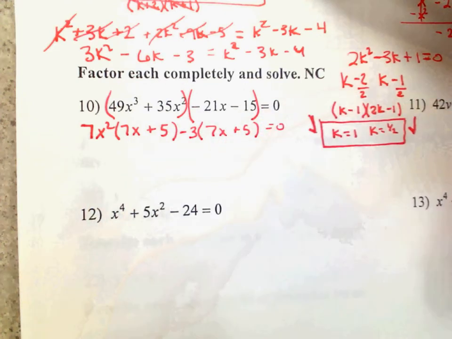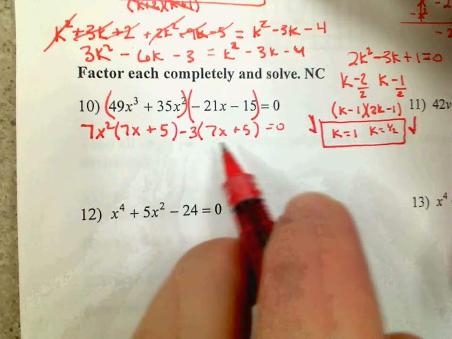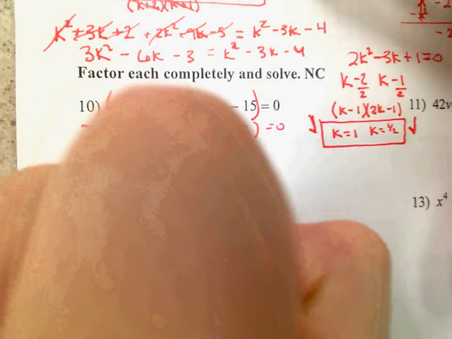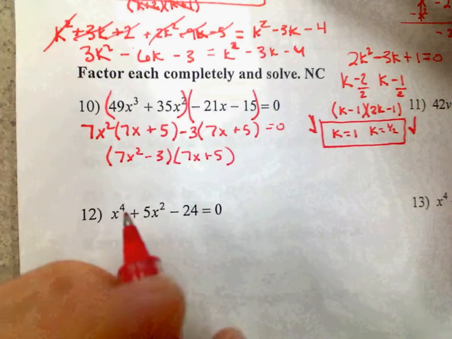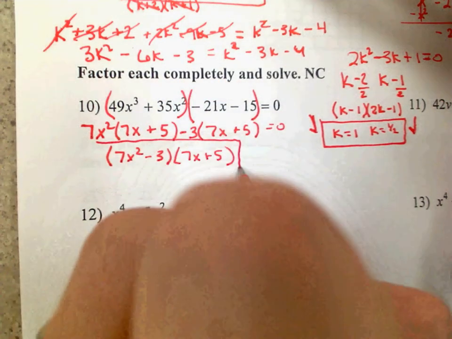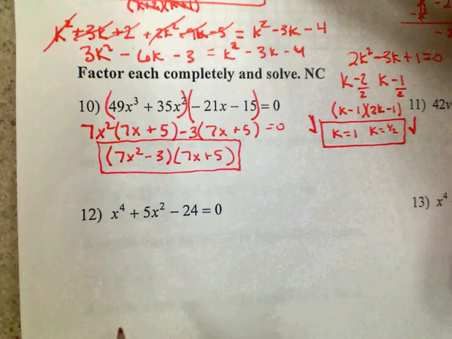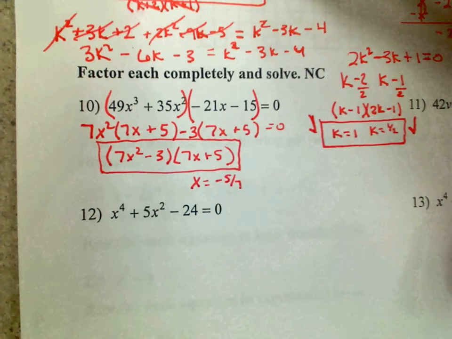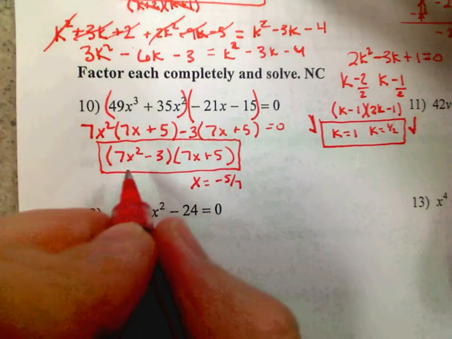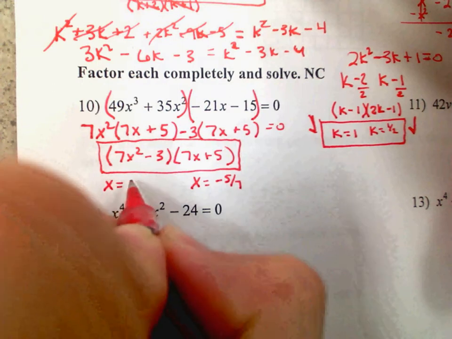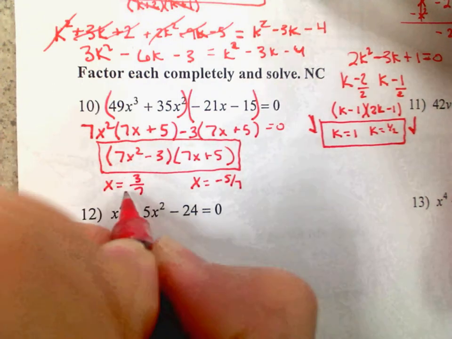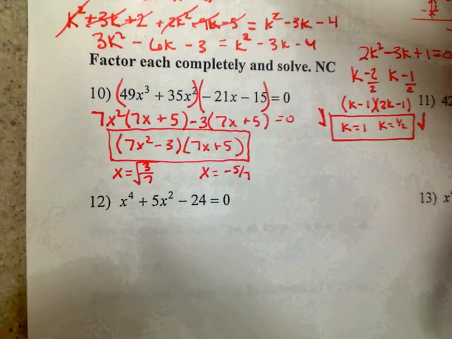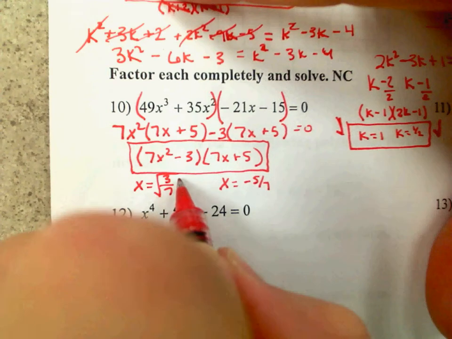So we've got 7x squared minus 3 equals 7x plus 5. And it does say to solve, so if you get the solution to the right one here, that would be negative 5/7. And if you get the solution to the left one here, it would be positive 3/7, but it's squared, so we would take the square root of 3/7. Now the square root of 3/7, that would be the square root of, multiply both the top and the bottom by the square root of 7. That would be plus or minus the square root of 21 over 7.